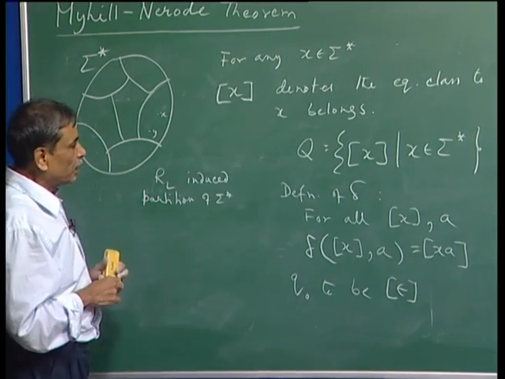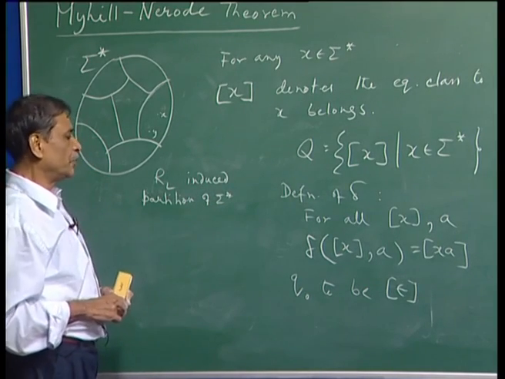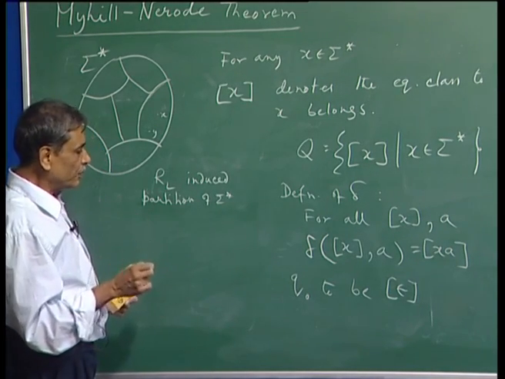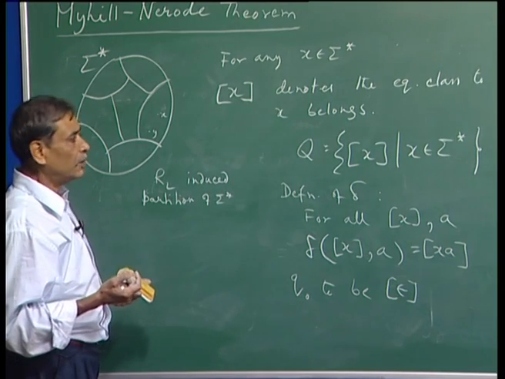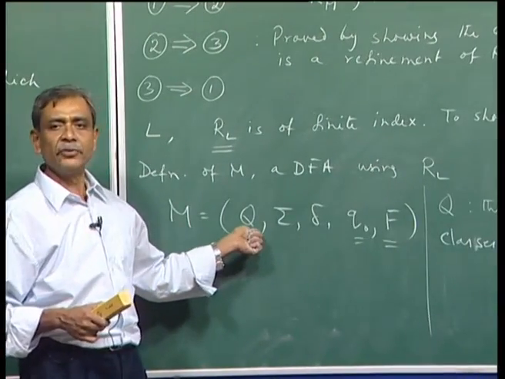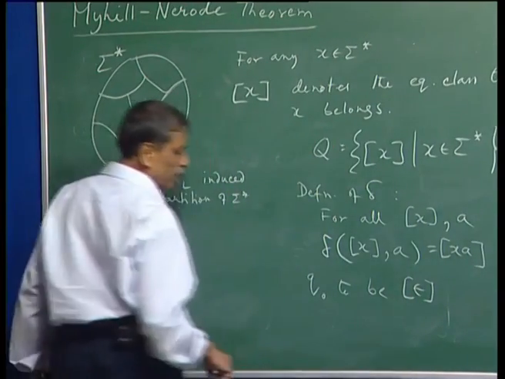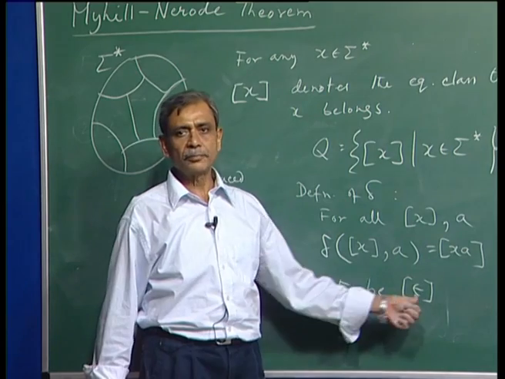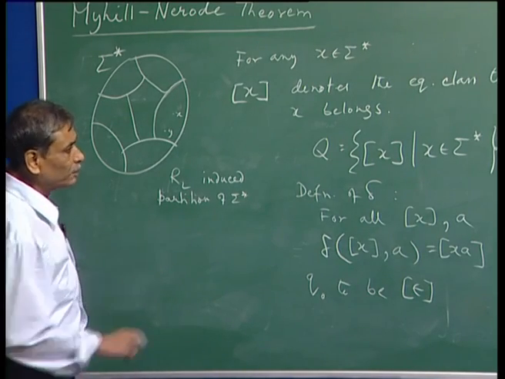Think of the way we have done it here. At least Q, you can see, will have finitely many elements, and delta is defined this way, which makes sense. So, this also makes sense that Q0 is a state of the machine M, and therefore it has to be an equivalence class of RL, because the states of the machine M are the equivalence classes of RL, and we are defining the initial state to be that equivalence class to which the empty string belongs.